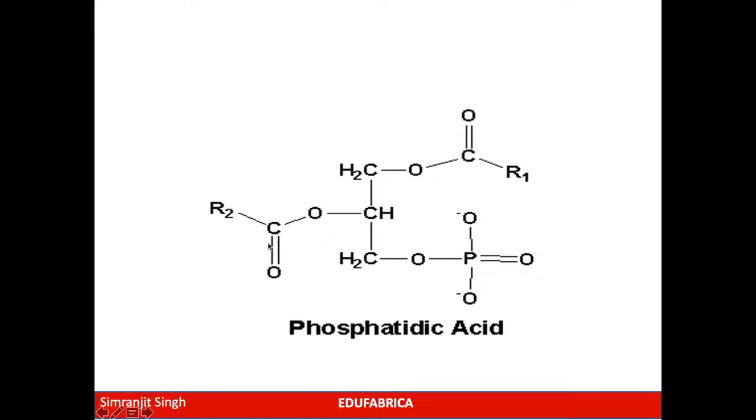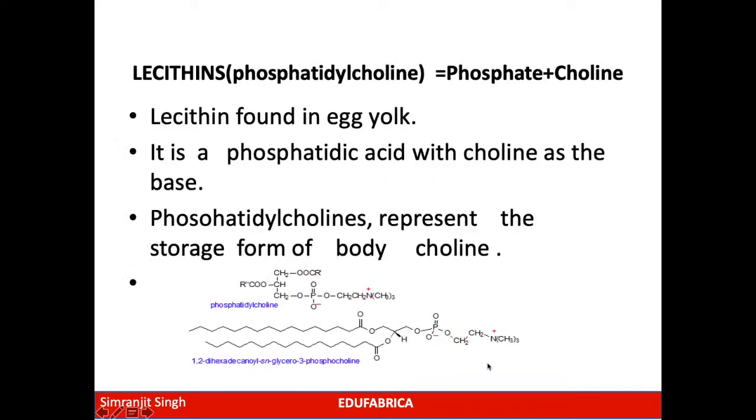The second carbon has an alkyl carboxylic group present with the alkyl group, and then on this carbon again your other carboxylic group is present with the alkyl group, R1, R2, 3 carbon and 1 phosphate group. So that's how the phosphatidic acid looks like.